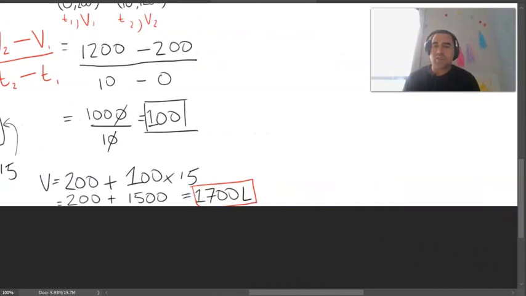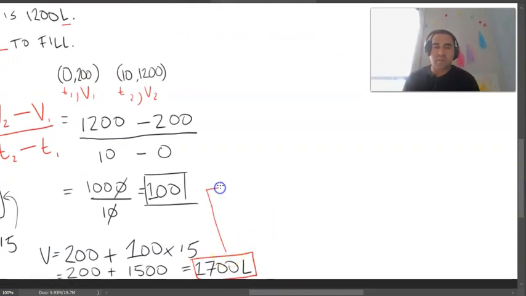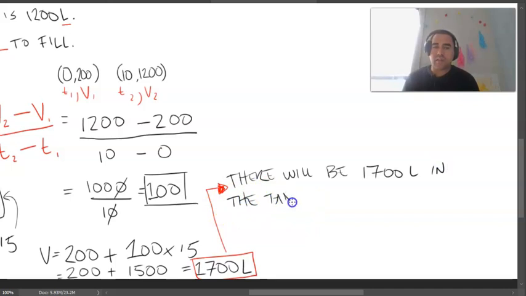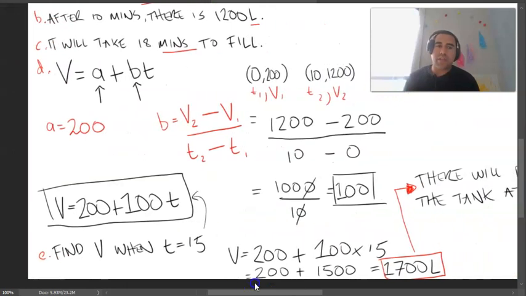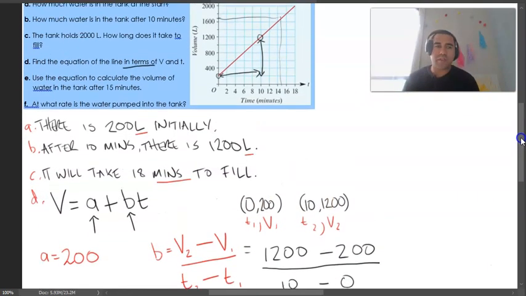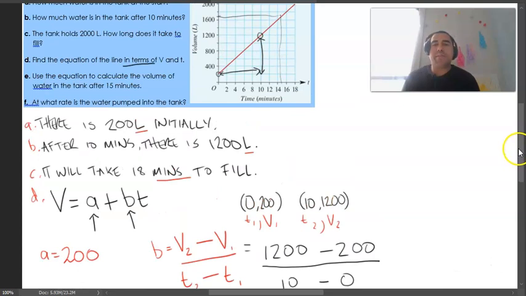So let's make sure we answer this in worded format. There will be 1,700 liters in the tank after 15 minutes. And then question F, sorry. At what rate is the water pumped into the tank?